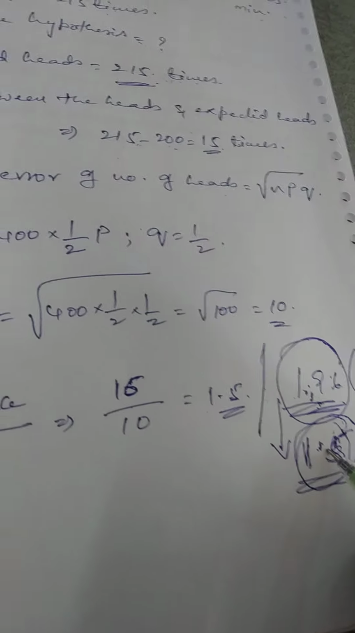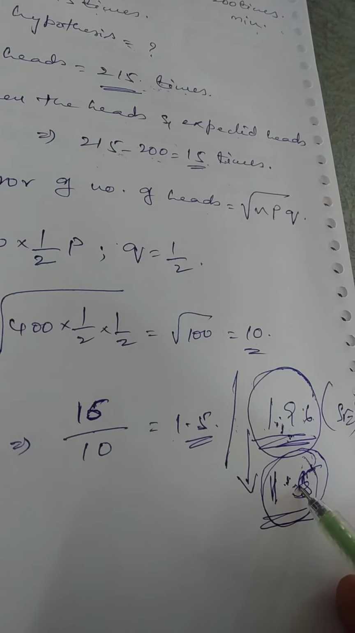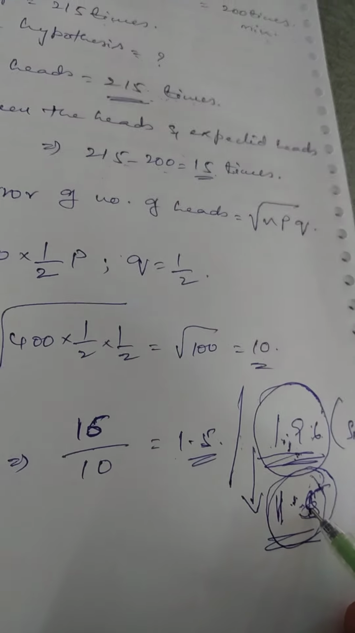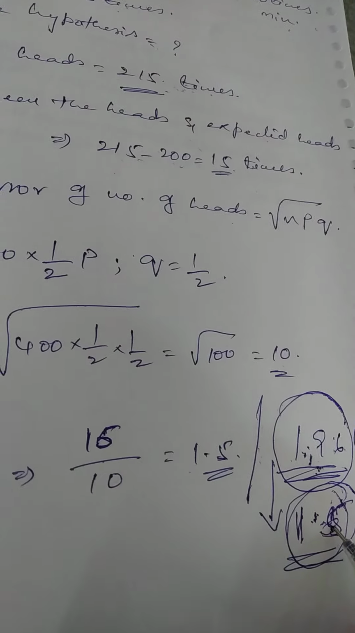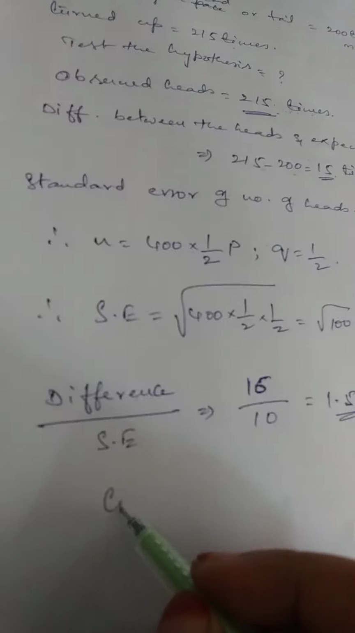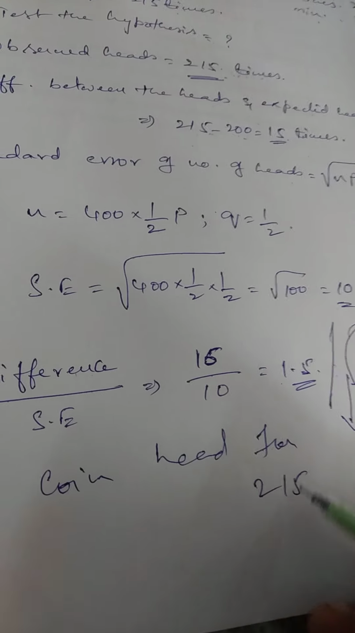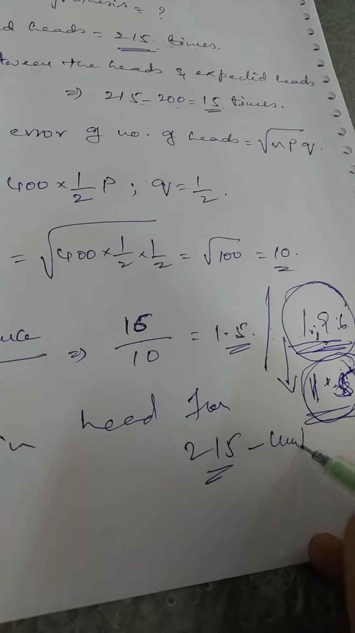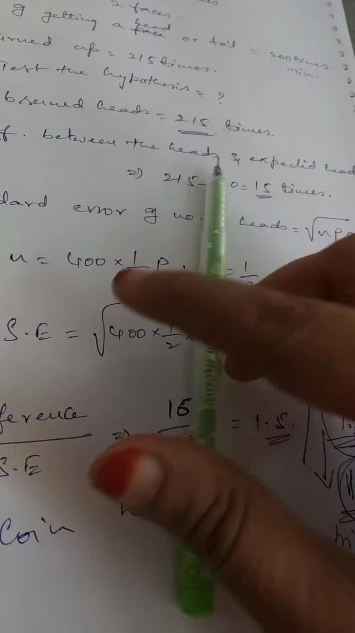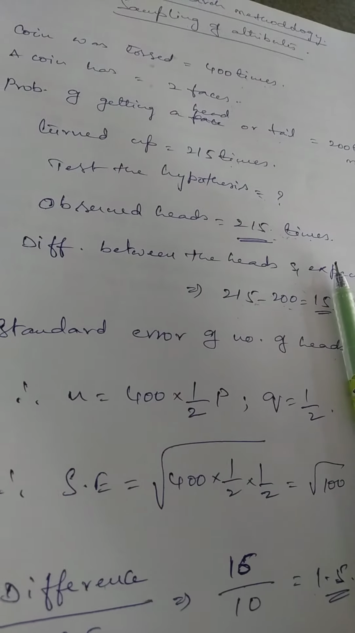So here you can say, hence your hypothesis is true, and we conclude in this problem that your hypothesis of tossing a coin and getting a head 215 times is unbiased. This must be your conclusion. So tossing a coin and getting a head 215 times is unbiased. This is the comment you should write. This is how you are supposed to calculate the standard error, the statistical means and variances, and the testing of hypothesis.